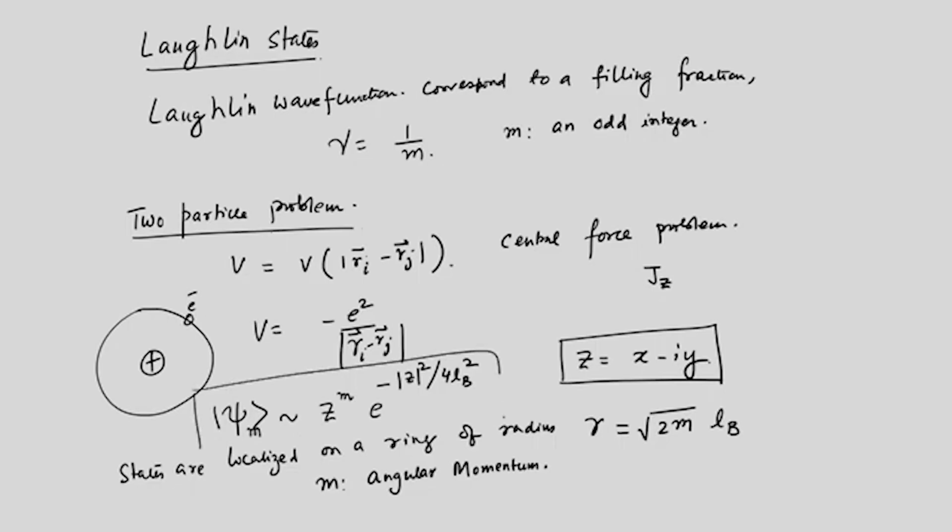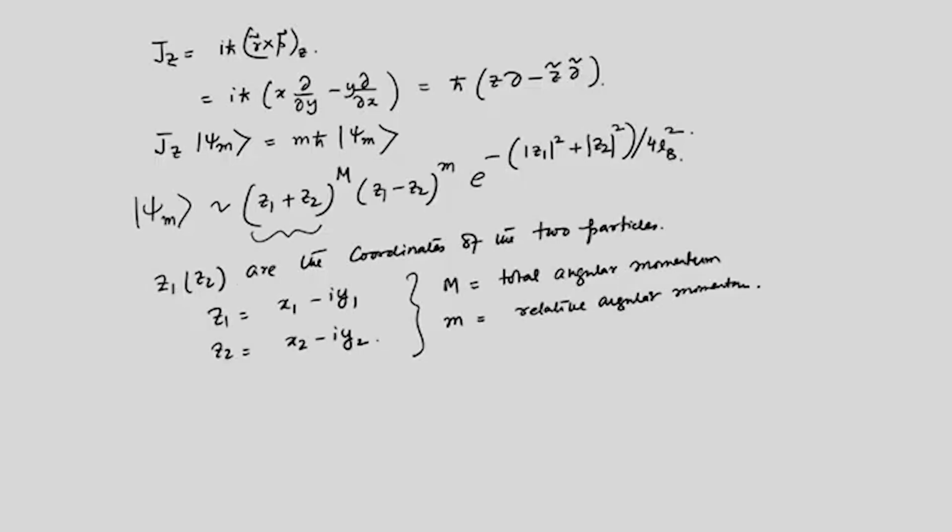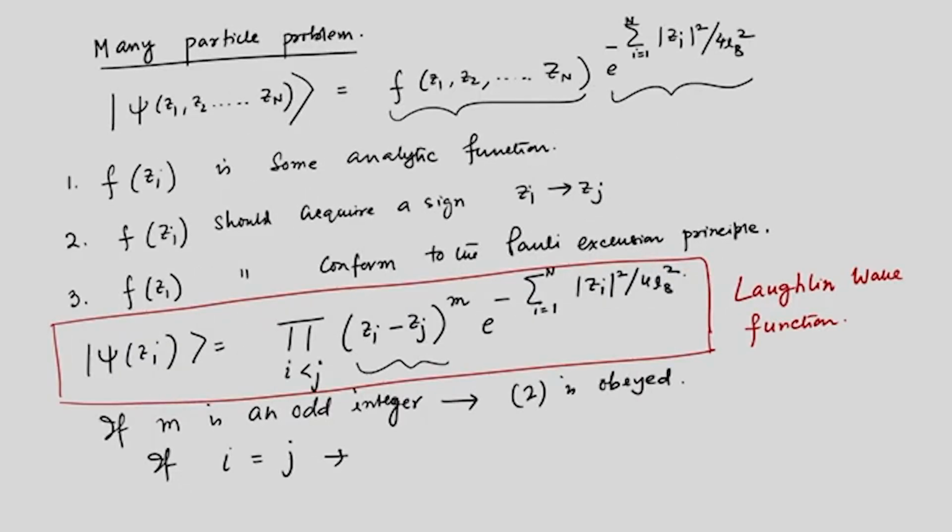This is the wave function that one can write for the two particles, where z is the coordinate for just one particle. When you go to two particles, one can write it in terms of z1 and z2, and z1 minus z2, which are called the total and the relative coordinates, with capital M being the total angular momentum and small m being the relative angular momentum. And then there is a Gaussian term, which is ubiquitous in this case. How do we go to a many particle problem?